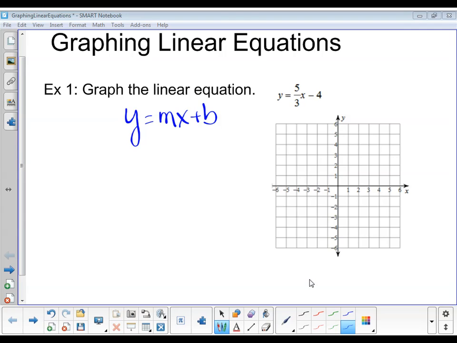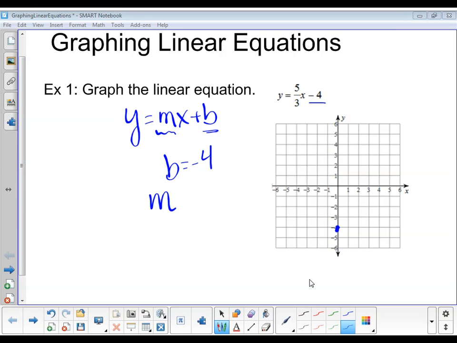To graph, we're going to identify the term that is in the b position, and then use whatever we have as the m to plot our next point. So b is going to be what's added on or subtracted from the end of the equation, and in this particular problem, my b is -4. And that means for my very first dot, I'm going to start down at -4 on the y-axis.